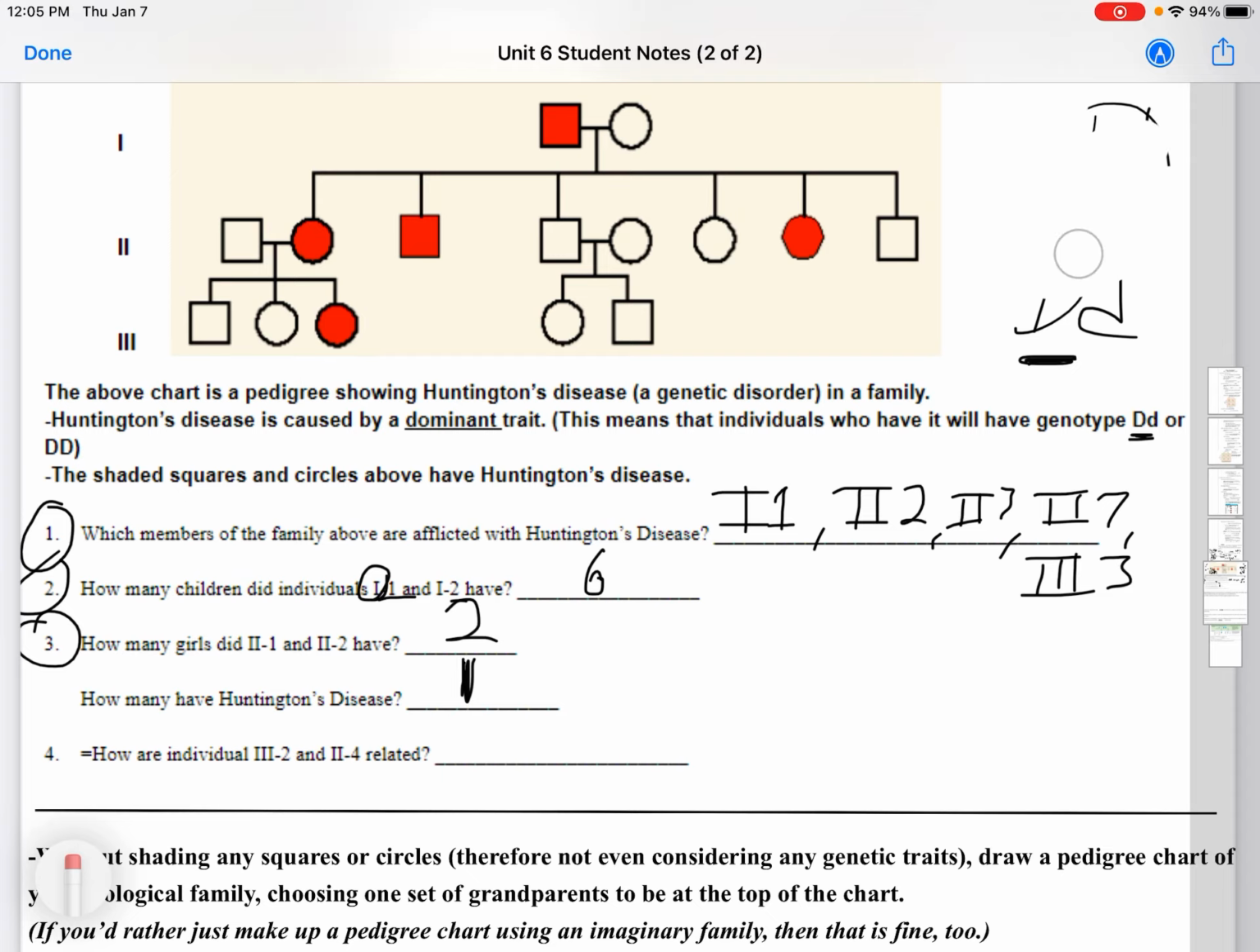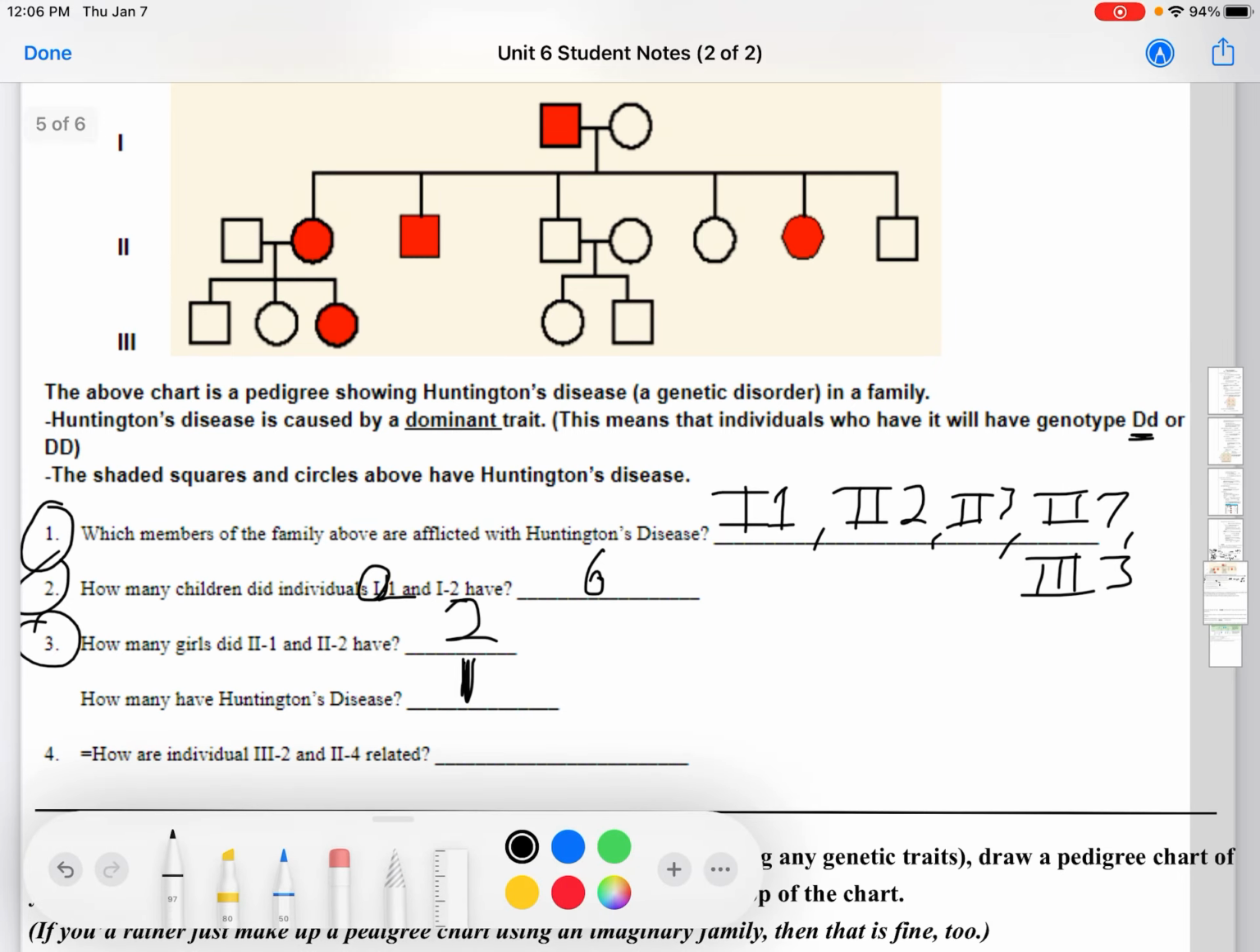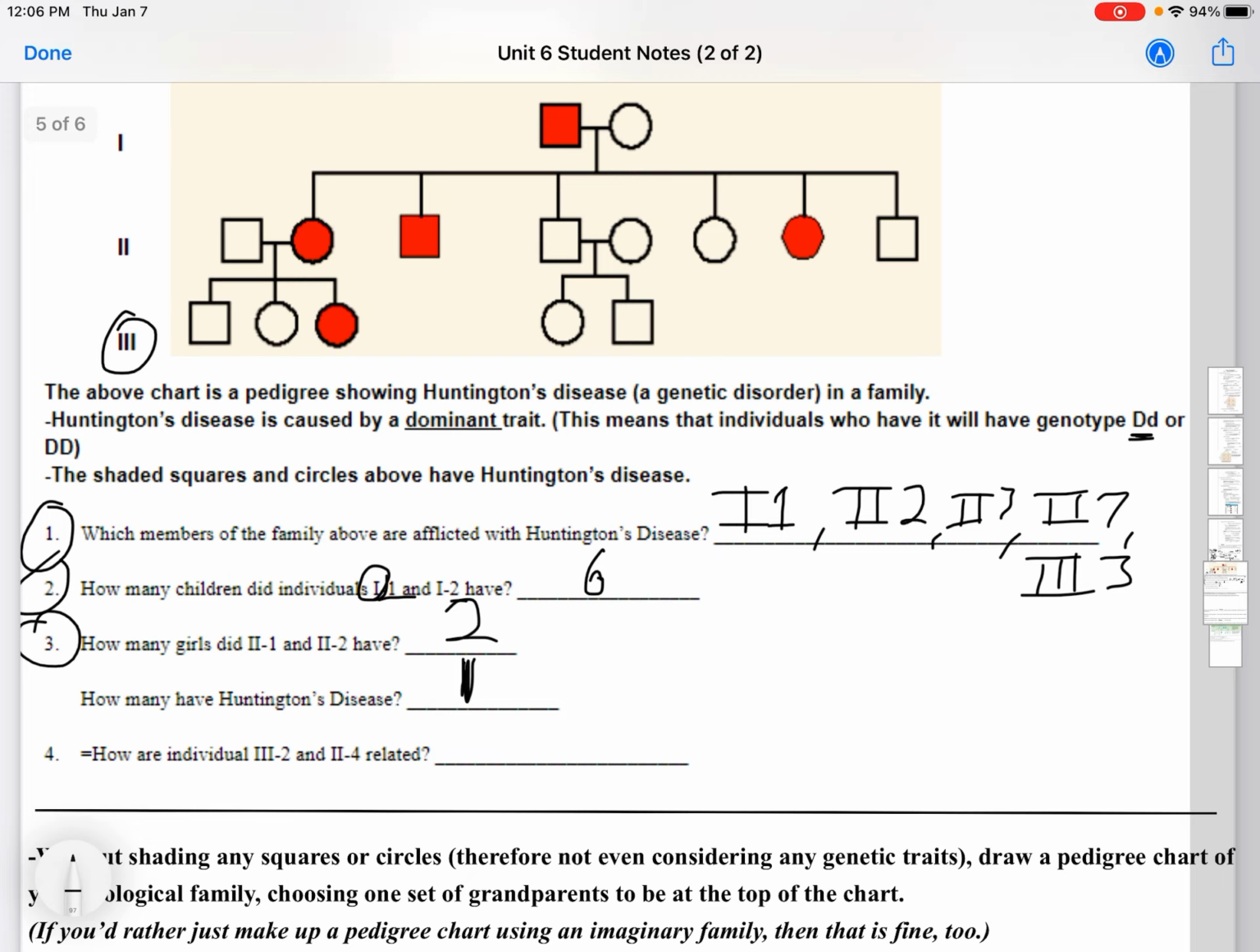All right, let's try to work number 4 here. Take a minute and think about it. This is more family tree oriented, but think about it. How are individuals 3, 2, okay, so this person right here, and individuals 2, 4, so 2, 1, 2, 3, and 4, how are those 2 related to each other? You can go at it either which way.